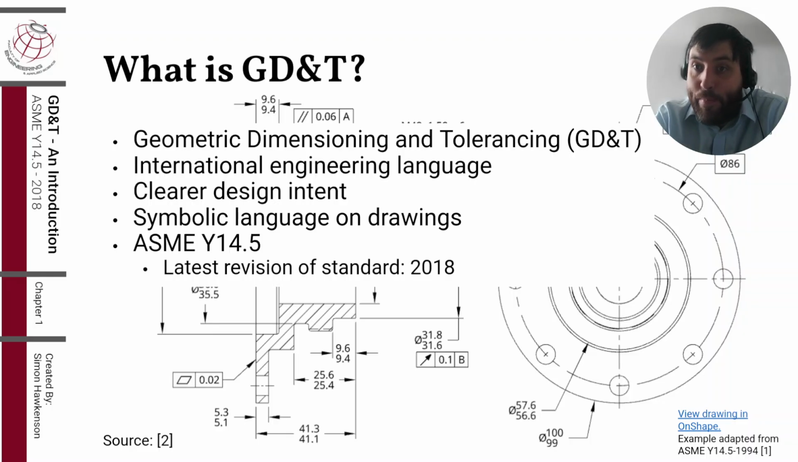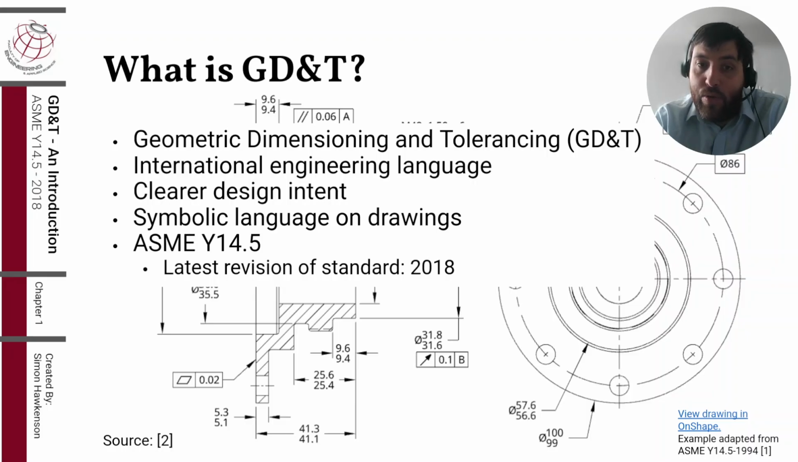GD&T is a symbolic language. There's absolutely no English or otherwise written language on the example drawing here. This is a purposeful feature of the GD&T symbolic language. International collaboration is a regular aspect of manufacturing, and this symbolic language aims to remove any interpretation error that may occur when using language.